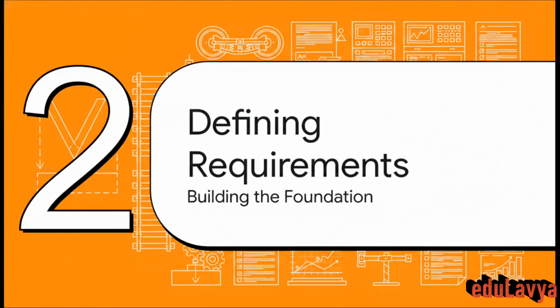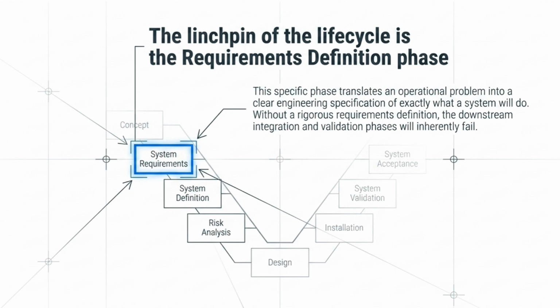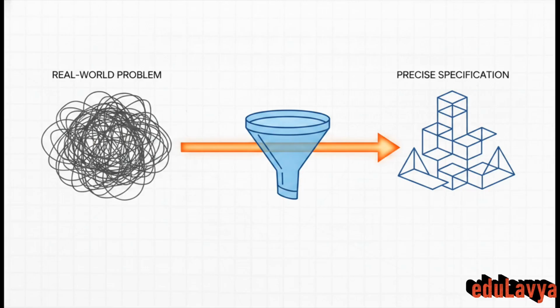Moving on to part 2, defining the requirements. If we zoom into the very foundation of that downward slope on the left, we hit the most critical phase of the whole thing, requirements definition. This is where we translate a messy, real-world problem into a razor-sharp engineering spec. We're deciding exactly what the system has to accomplish. Notice I said what? We aren't figuring out how to build it just yet. But if you get the what wrong here, man, the whole structure on the right side of the V is going to collapse, because you'd be flawlessly validating a totally flawed concept.